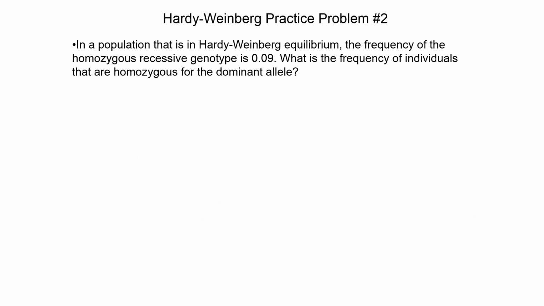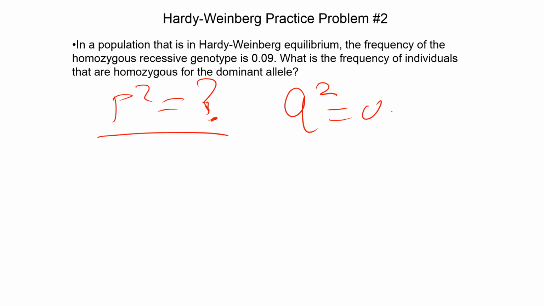A population is in Hardy-Weinberg equilibrium. The frequency of the homozygous recessive genotype is 0.09. What is the frequency of individuals that are homozygous for the dominant allele? So we're being asked to find p squared. Always start with what you know and what you're being asked for. We're told the frequency of homozygous recessive genotypes, which we know is q squared, 0.09.